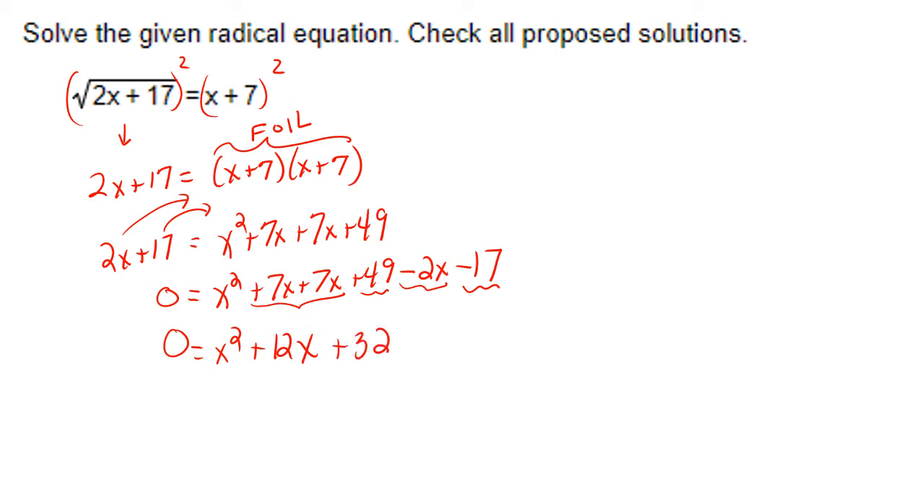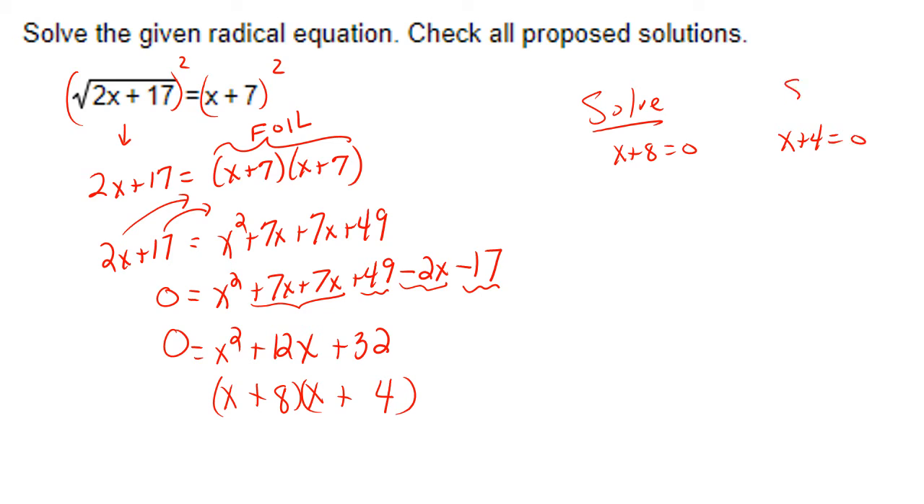Now, this is a type 1 trinomial that will factor. So I have x times x is x squared. 8 times 4 would give me 32, and it also adds to be 12 in the middle. So what I need to do is solve each of these factors. X plus 8 equals 0, and x plus 4 equals 0. When I subtract the 8, I get a negative 8 answer. When I subtract the 4, I get a negative 4 answer. But I must check these to make sure they're proper.